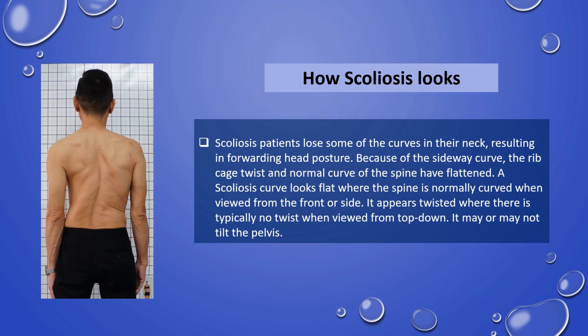How scoliosis looks. Scoliosis patients lose some of the curves in their neck, resulting in forward head posture. Because of the sideways curve, the ribcage twists and the normal curve of the spine is flattened. A scoliosis curve looks flat where the spine is normally curved when viewed from the front or side. It appears twisted where there is typically no twist when viewed from top down. It may or may not tilt the pelvis.